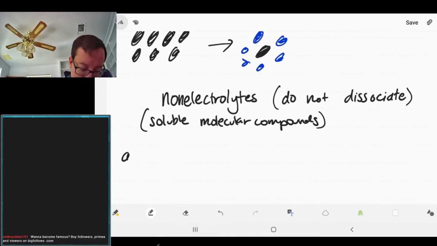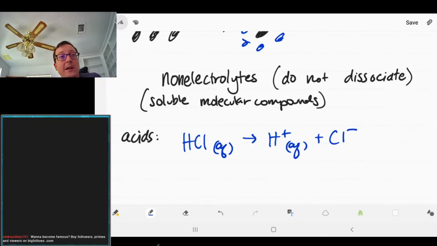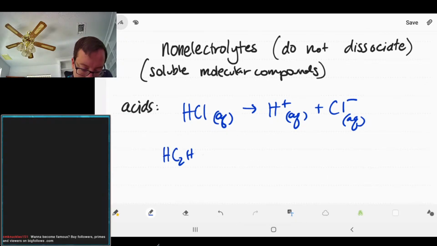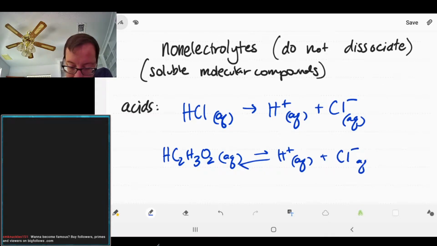All right, and then with acids, we're going to see some acids will indeed behave like ionic compounds and separate completely. But some other acids are actually going to just do this to a very slight extent. For acetic acid, that's about 1% that will actually ionize.